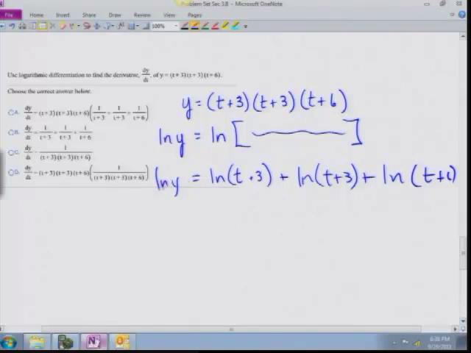What's the derivative of ln y? 1 over y. We are taking this with respect to t. So isn't that implicit differentiation? 1 over y dy dt equals. And what is this one going to be? The ln of this? 1 over t plus 3.